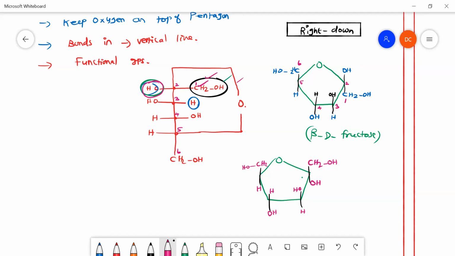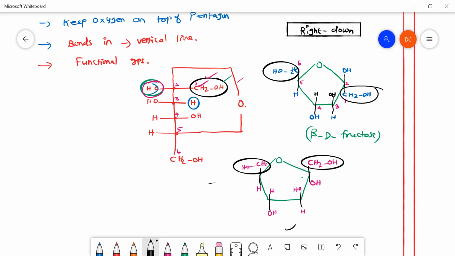Now if you look at what change there is: in beta D fructose, CH2OH and CH2OH are in opposite directions, but in alpha D fructose they are in the same direction, both on top. In alpha D fructose, both are on top, but in beta D fructose, one is on top, one is on the bottom. Is that clear? Is that clear or not, Kana?